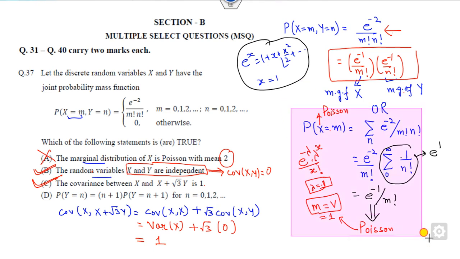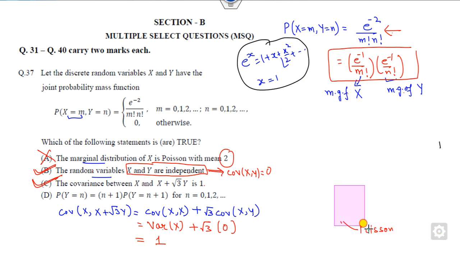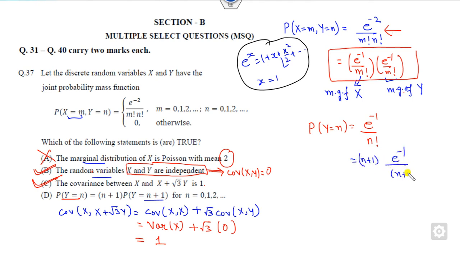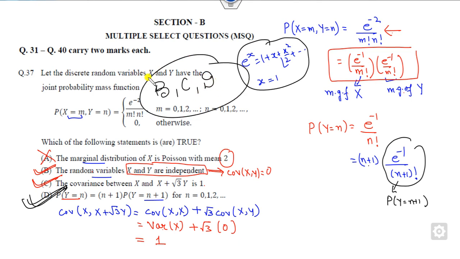So what is given to you? You have to find the marginal density function of Y. So let's start here. We derived that the marginal density function is here. Now we need the n plus 1. If I multiply this by n plus 1 and divide by n plus 1, it is nothing but n factorial. So I can write this value as n plus 1. So this option is also correct. So the correct answers are B, C and D.